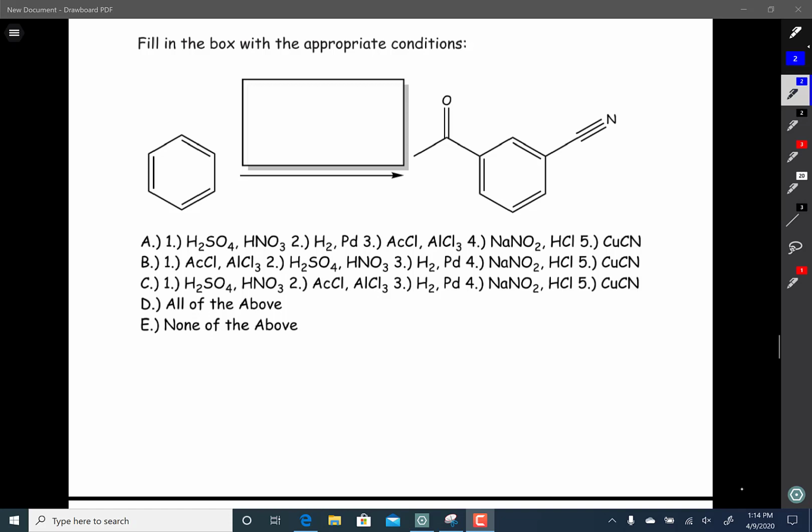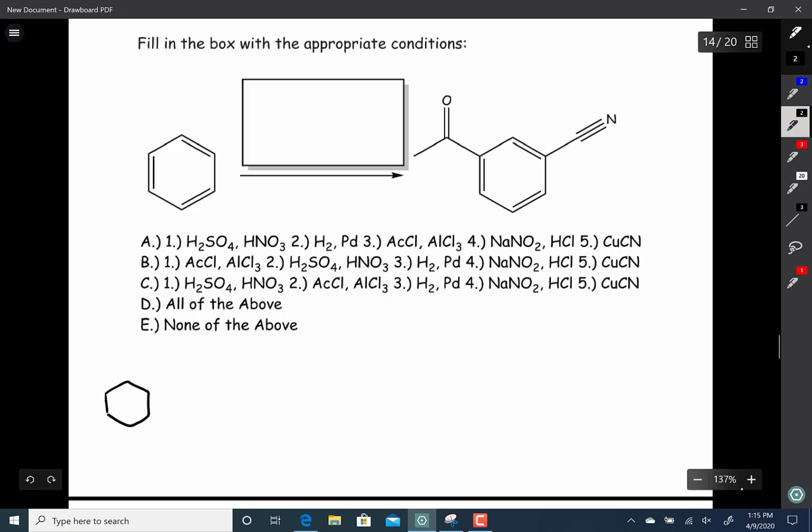Okay, in this problem, we're to take the benzene ring to this disubstituted aromatic ring. And so with these problems where it lists out the reagents, it's probably a good idea to just write out what you get as you're going along. So we start out, let's do A first. The first step puts a nitro group on. Hydrogen and palladium reduces that to an amine.